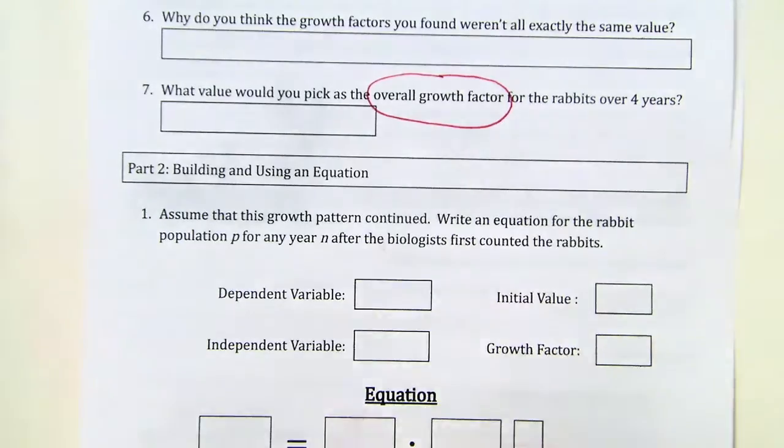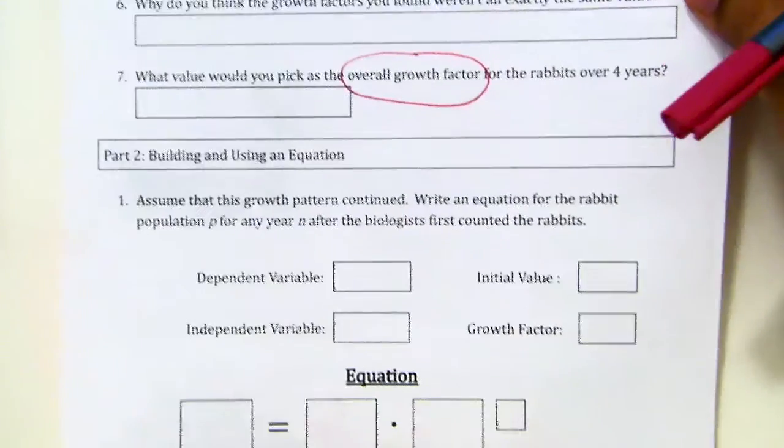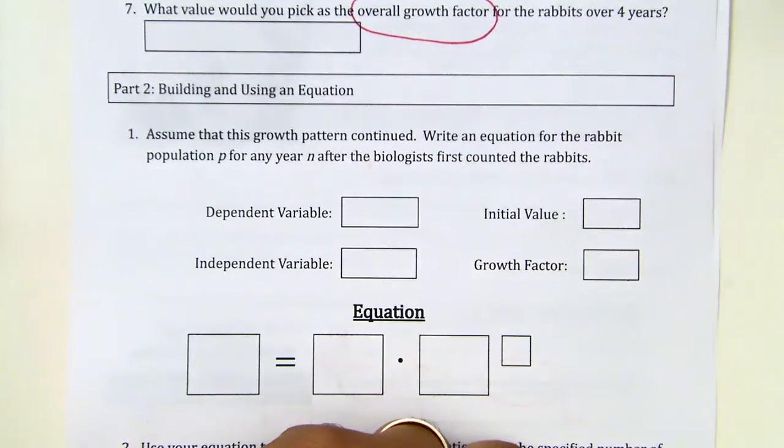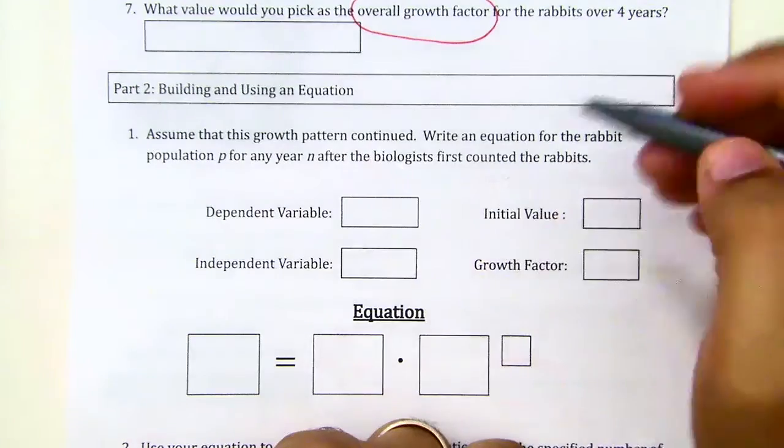What number is that? Type that number in the box here, right? Now that we're done with that first section, we're going to make our equation just like we did last week, just like you did yesterday, and then we're going to try to use that equation to answer some questions. So the first thing it says is, assuming that the growth pattern continued, write an equation for the rabbit population.